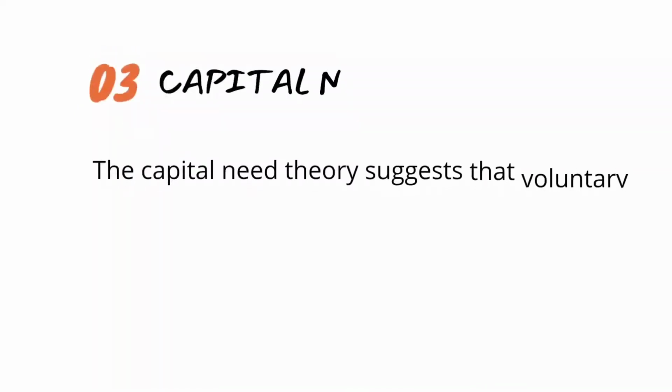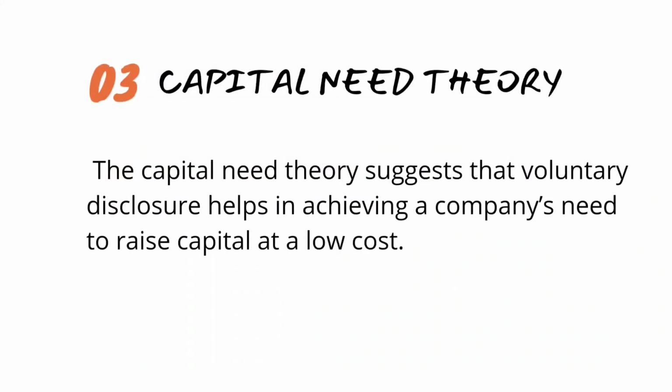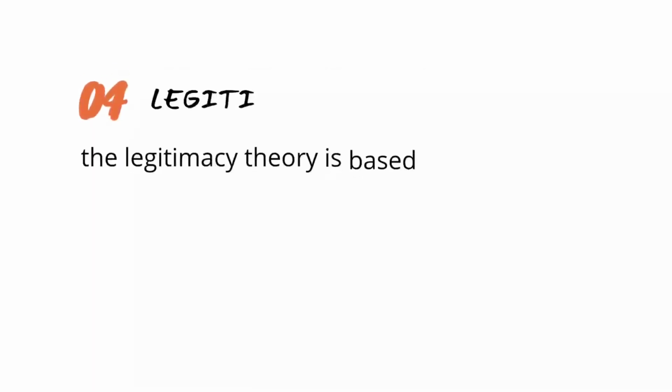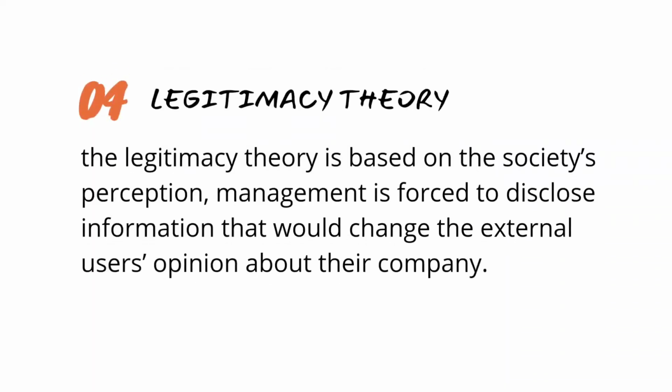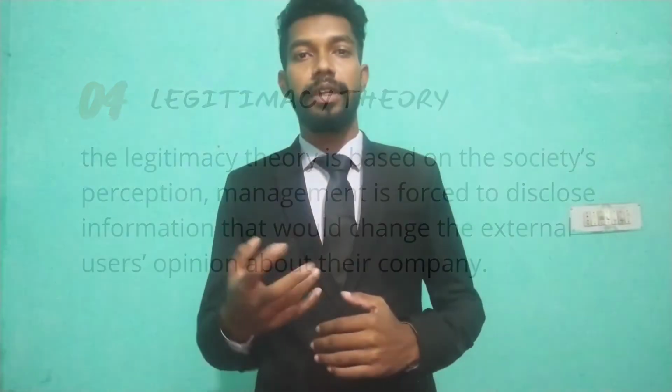The third one, capital need theory. The capital need theory suggests that voluntary disclosure helps in achieving a company's need to raise capital at a low cost. The legitimacy theory is based on society's perception. Management is forced to disclose information that would change the internal user's opinion about their company. I am discussing about the determinants of voluntary disclosure.